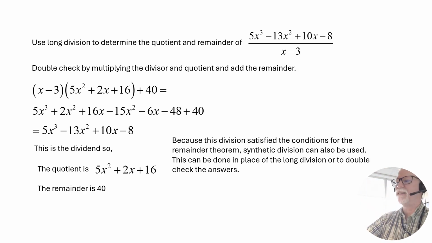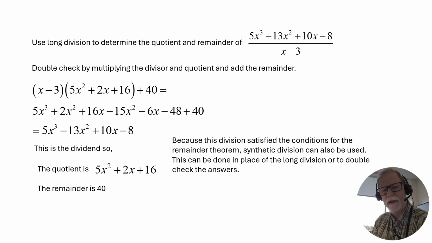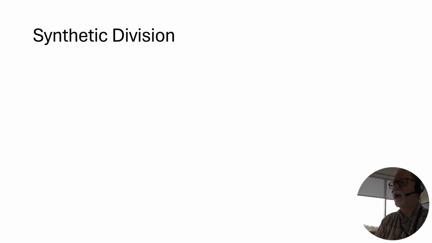Awesome. Now, this does satisfy the same conditions as the remainder theorem. That's why we did it first. We can do synthetic division. And again, like the remainder theorem, I think synthetic division is a strong tool to help find zeros, which we're going to focus on in the next lesson. If it applies, you can do it with long division to double check, or do it in place of long division, because there is a lot less to write down. All right, synthetic division.